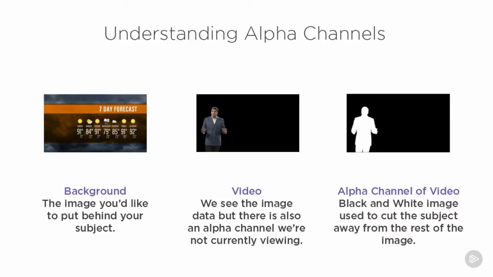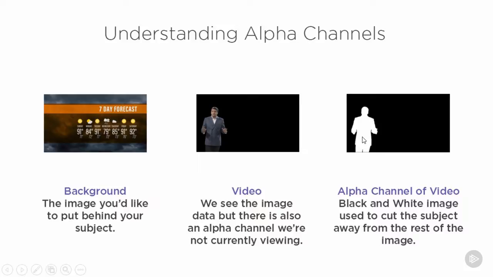It's a black and white image, and we use it to cut the subject away from the rest of the image. Now, in this situation where you have a news reporter or a weatherman like this, usually he's going to be filmed on green screen. And even though we see a black background with him, you can have any color background behind him in that area. So right here, this could be green or red or really anything. And the alpha channel is simply what's used to pull that away.